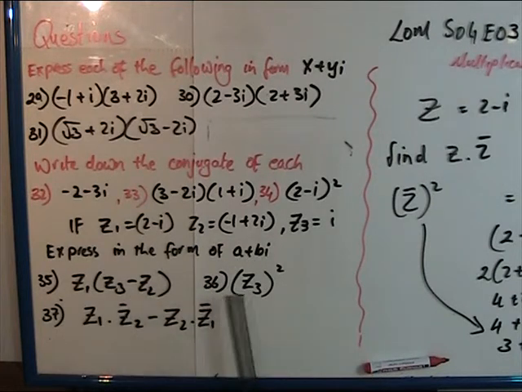Okay, and then 36 it says find z3 squared. So z3 all squared is i squared. 37 is z1 times the conjugate of z2, minus z2 times the conjugate of z1. Okay, so that's great that the conjugate is in there, right?